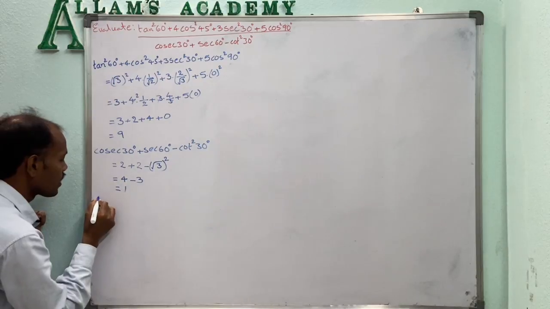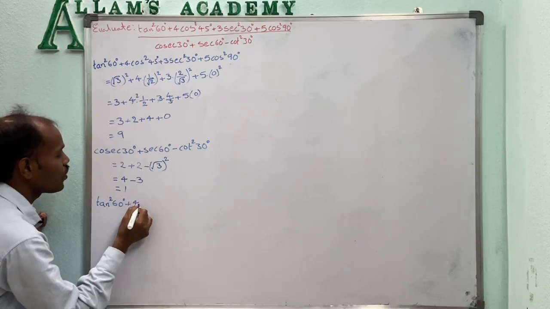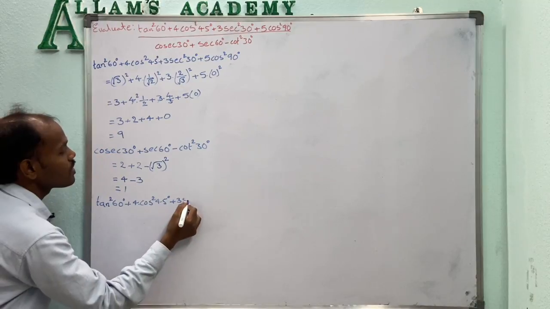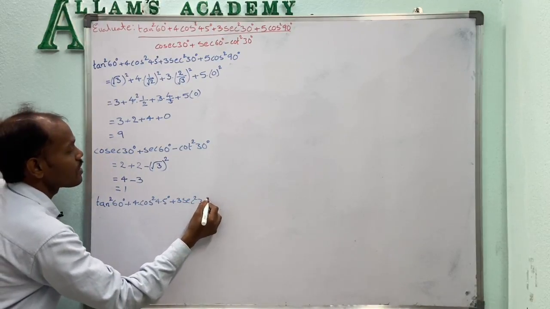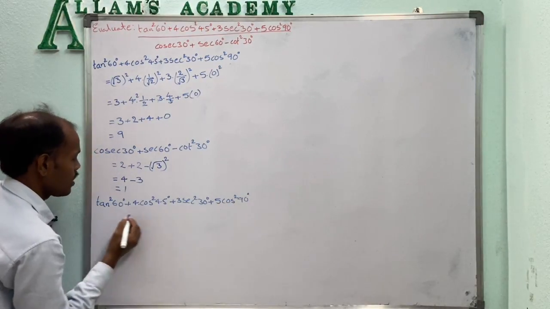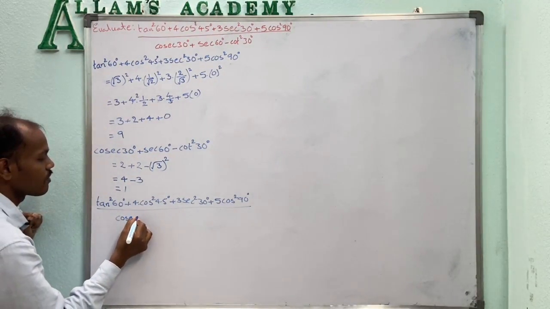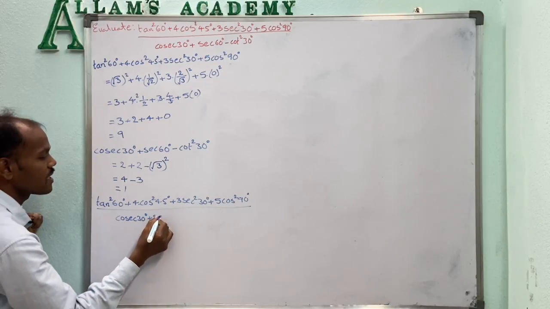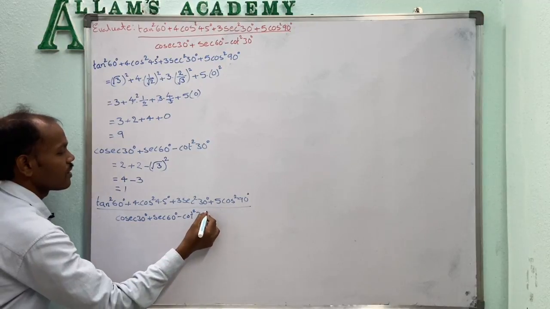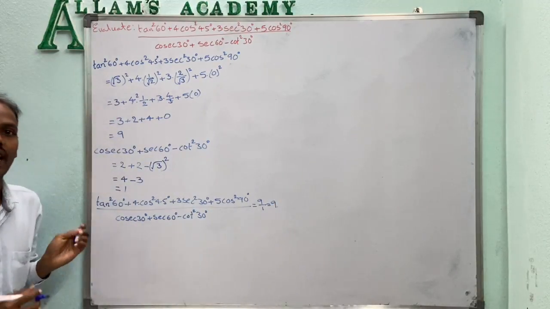So now the given problem: tan square 60 degrees plus 4 into cos square 45 degrees plus 3 into sec square 30 degrees plus 5 into cos square 90 degrees, by cosec 30 degrees plus sec 60 degrees minus cot square 30 degrees, that equals 9 by 1, that equals 9. Okay.